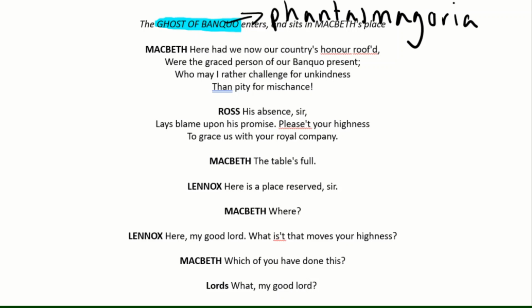So Macbeth believes that the table is full because Banquo's ghost has taken up a seat. And obviously it's clear that only Macbeth can see this ghost. Let's get some annotations for this part.